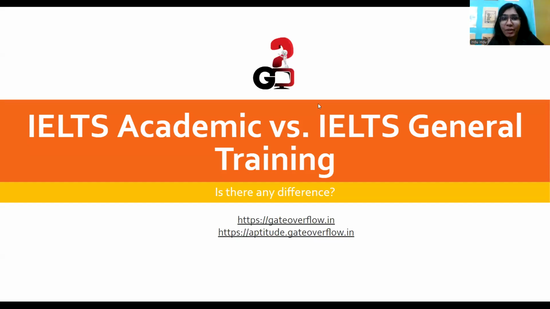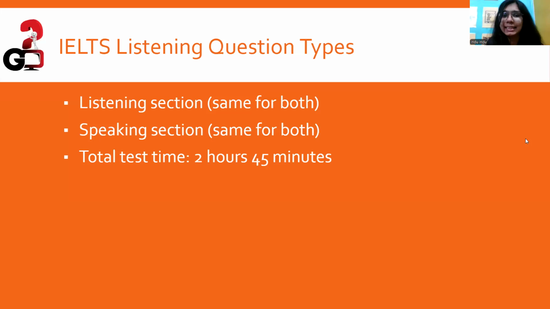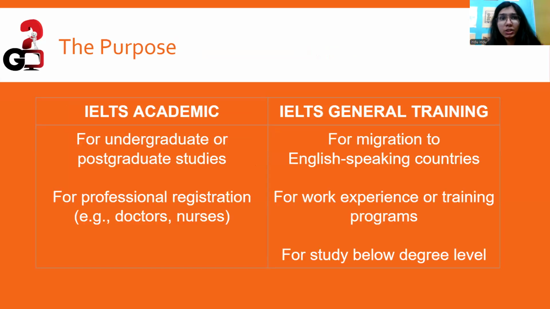Hi, so today we'll explore the differences between IELTS academic and IELTS general training tests. Both consist of 4 sections: listening, reading, speaking, and writing. Both versions share an identical listening and speaking section. The total test time for both is also the same, 2 hours 45 minutes. The key difference, however, lies in the reading and writing sections, which we'll explore in detail.